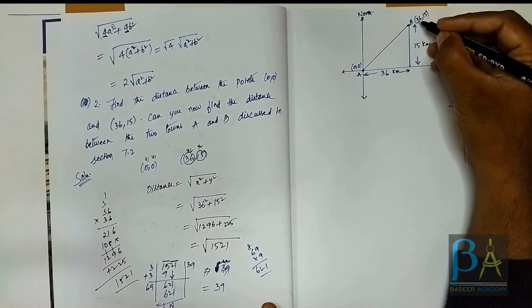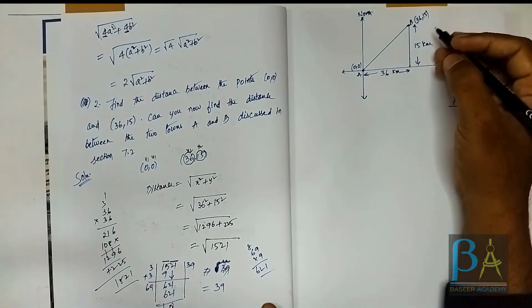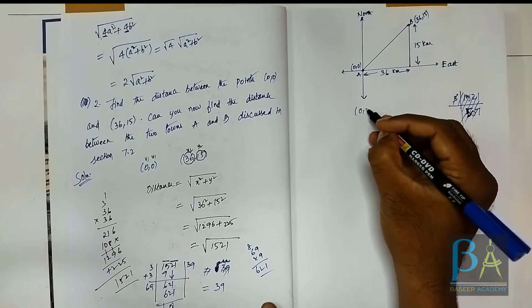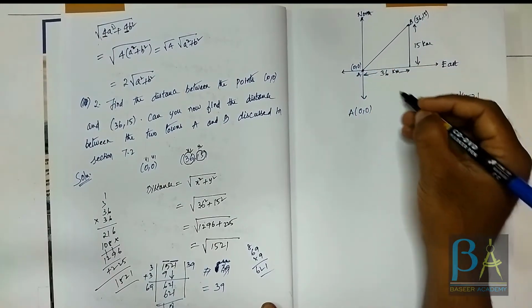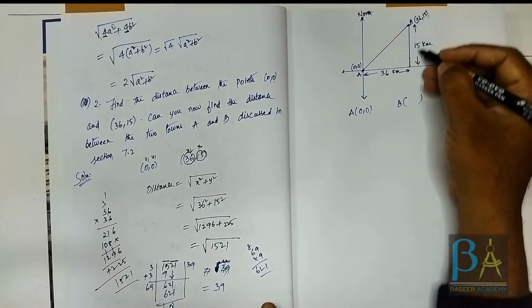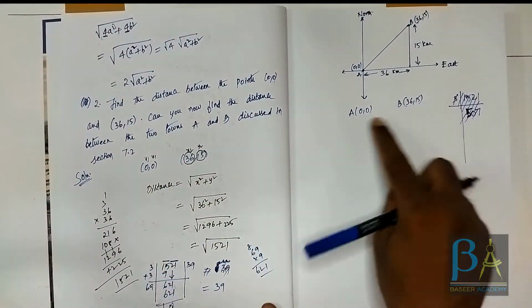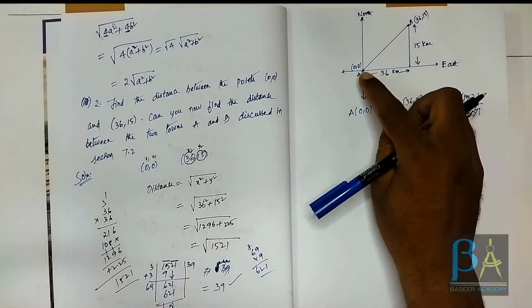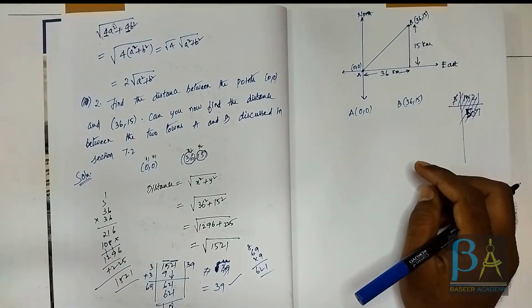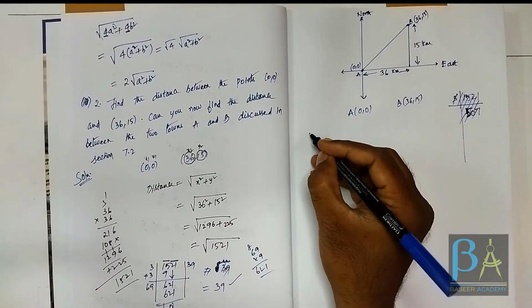So this point, town B, has the coordinates 36, 15, and we now need to find out again the distance between the point 0, 0. Town A coordinates are 0, 0, and town B coordinates are 36, 15. But we already found it out. So using this method, we can find out the distance between the town A and town B. The distance between the town A and town B would be 39 units. Let's move on to the third question.